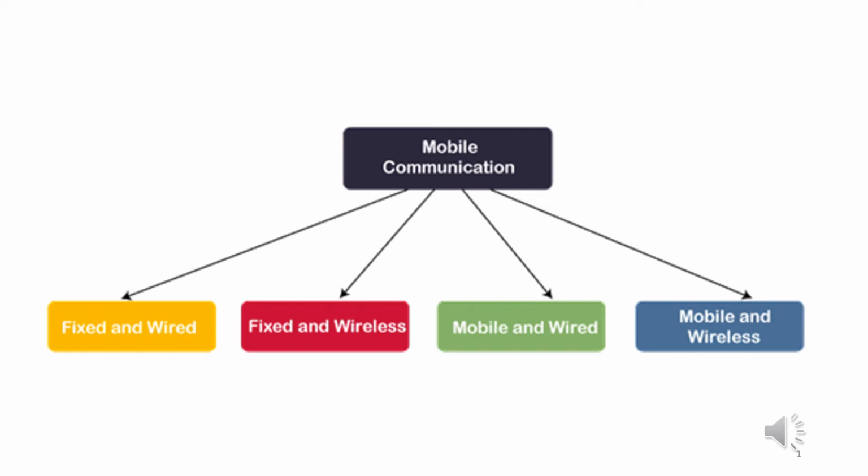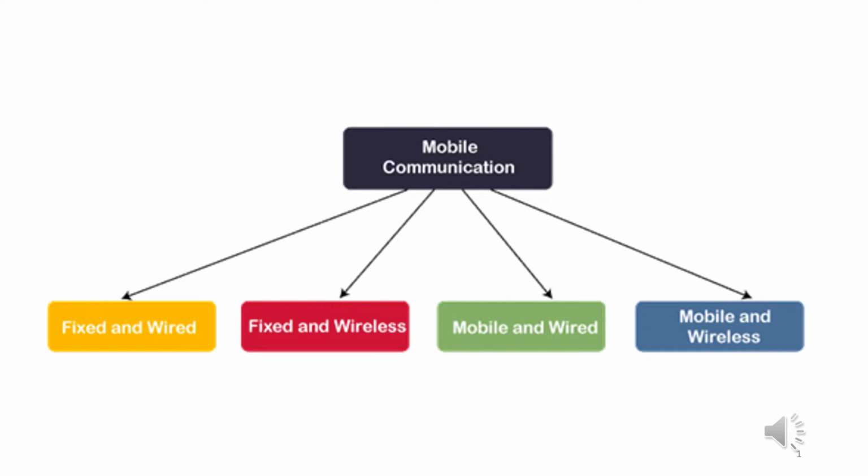Mobile communication can be divided into four types: fixed and wired, fixed and wireless, mobile and wired, and mobile and wireless. Fixed and wired. In fixed and wired configuration, the devices are fixed at a position and they are connected through a physical link to communicate with other devices, for example a desktop computer.